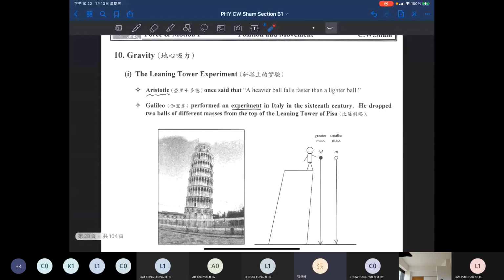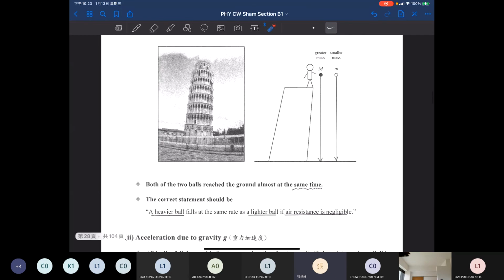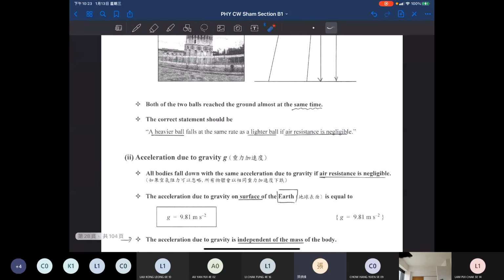Okay, last part, gravity. For Aristotle, they think that the heavier ball would fall faster than a lighter ball. However, Galileo did an experiment. In the 16th century, he dropped two balls with different mass from the top. He found out that they reached the ground at the same time.